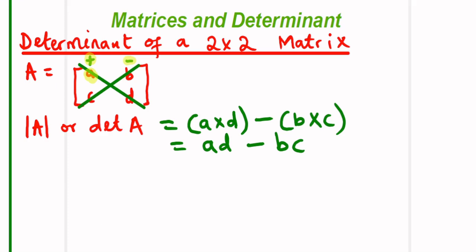Now let's solve some examples. We can practice the determinant of a 2 by 2 matrix with numbers instead of the letters we worked with here. So, examples.